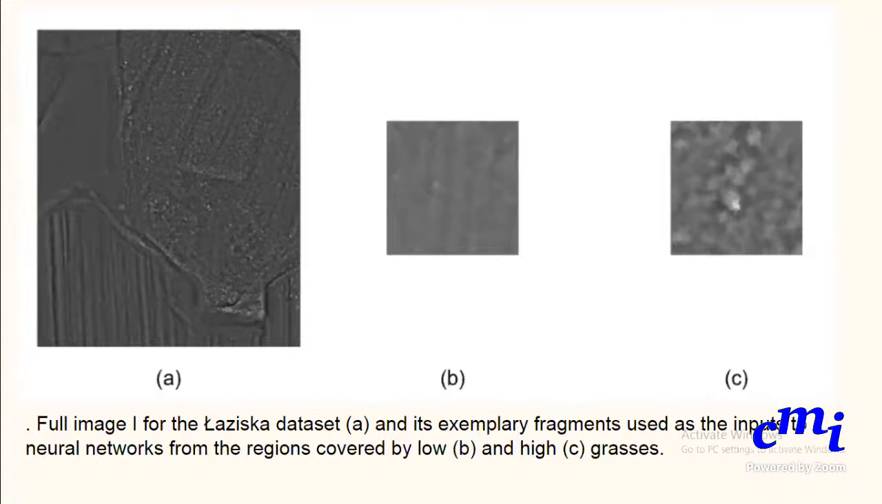So, an illustration. Here you can see one sample image from the Laziska dataset, which is A, and B and C are the sample inputs which we provided to the network, which are 65 by 65 grayscale images.